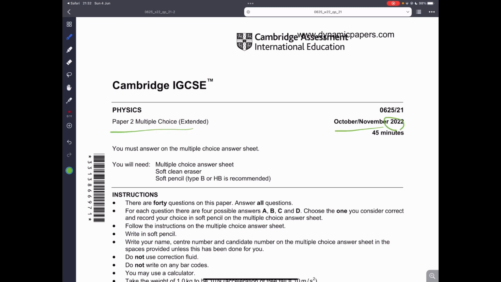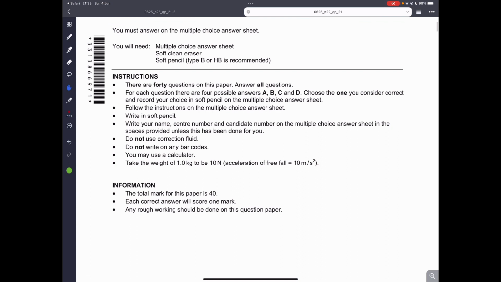This is the October-November 2022, variant 1, which is the 2-1 version. I'm trying out other variants as well for the sake of you guys.